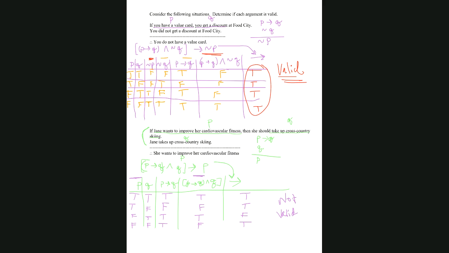So this is not necessarily a true statement. In some situations it's true, and in one situation it's false. So this is not valid all the time. In fact, this other situation is valid all the time. If you're guaranteed a discount if you have a value card, the only reason why you didn't get a discount at Food City must be because you don't have a value card. So that is a valid argument there.